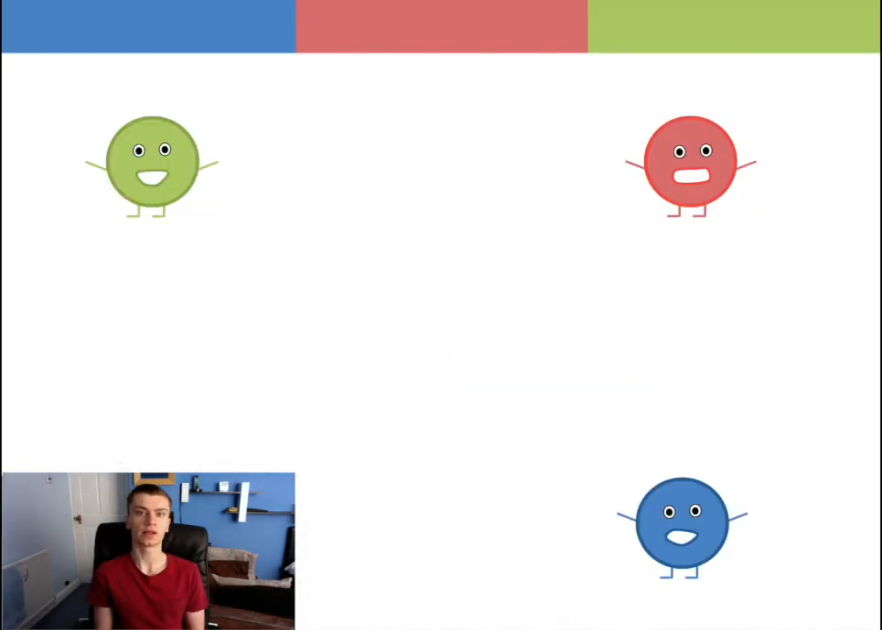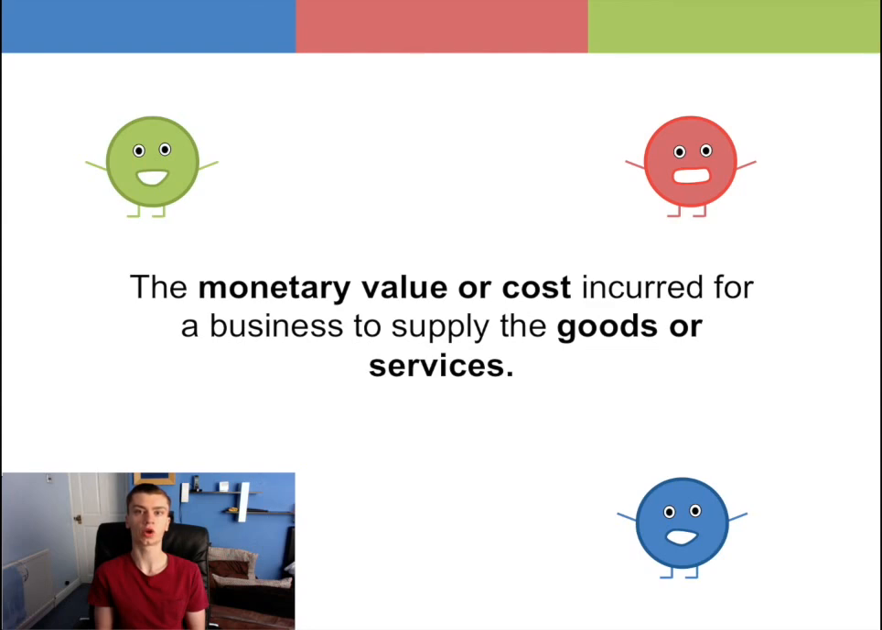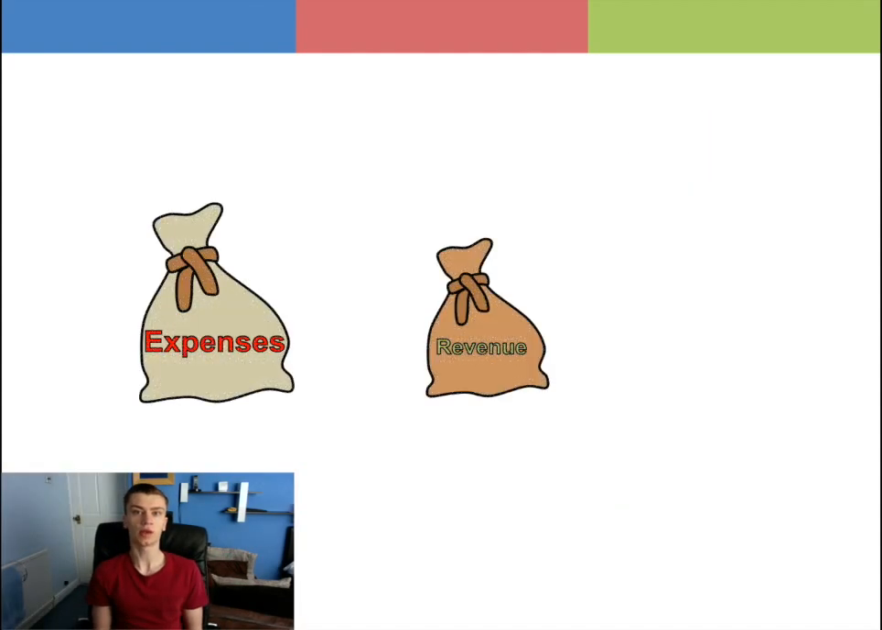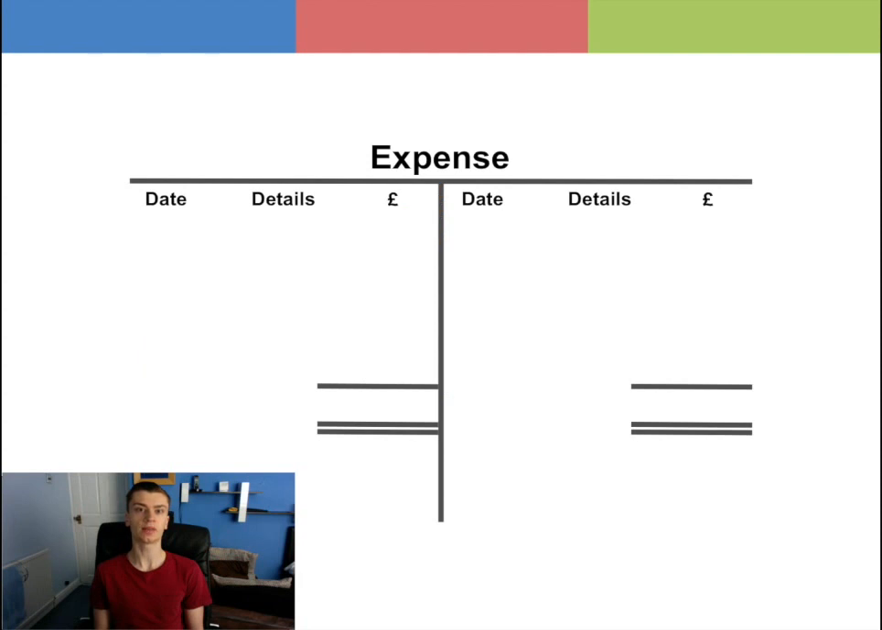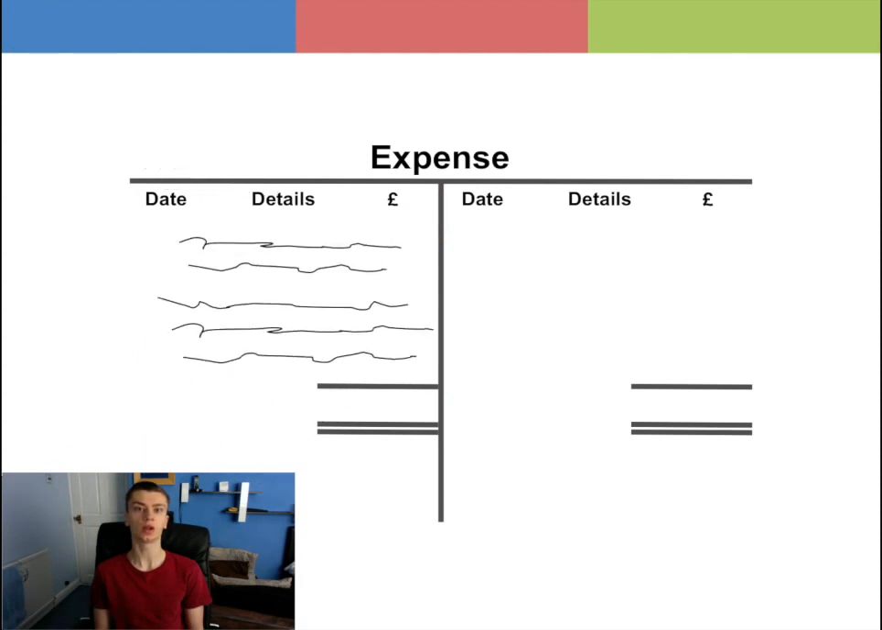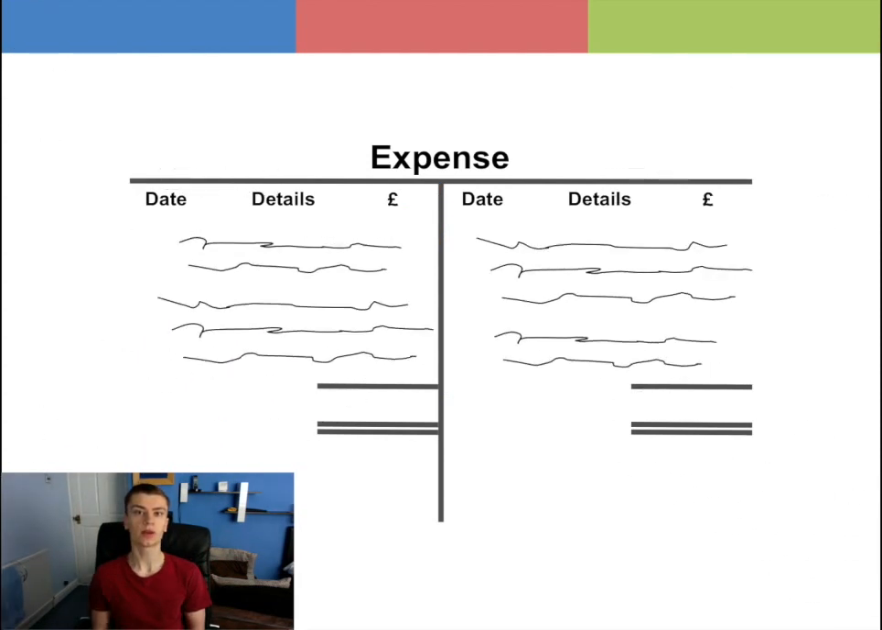An expense can be defined as a monetary value or cost incurred for a business to supply the goods or services. If expenses are more than revenue, then a loss is made, and if expenses are less than revenue, then a profit is made. All the expenses of a business can be recorded into one large account. While this would make it simpler and faster to calculate the profit, it is more practical and useful to provide T accounts for each type of expense.